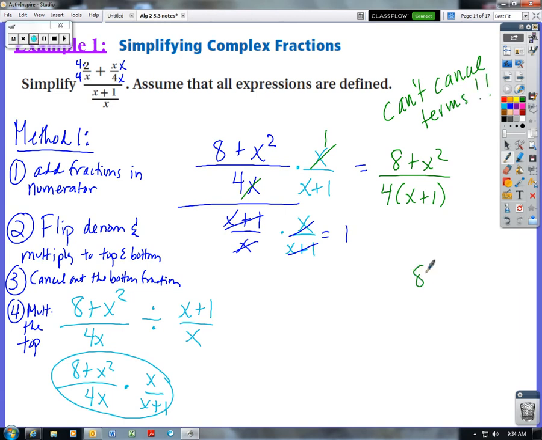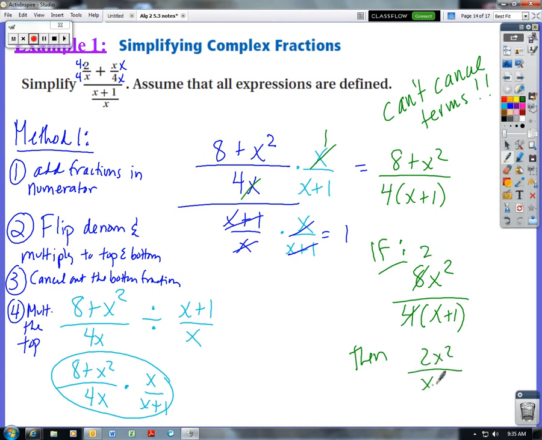You can only cancel if it was 8x squared over 4 times x plus 1. If you had something like this, then you could cancel. 4 goes into 8 twice, and you would get 2x squared over x plus 1. Up here, these are terms that are being added. Down here, these are factors. Sorry, they are being multiplied. You are allowed to cancel factors. Super important. If you can remember those two things, you're going to be doing good.